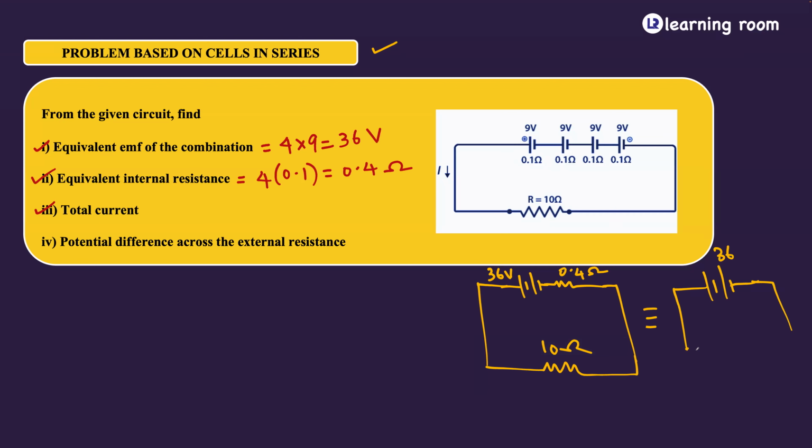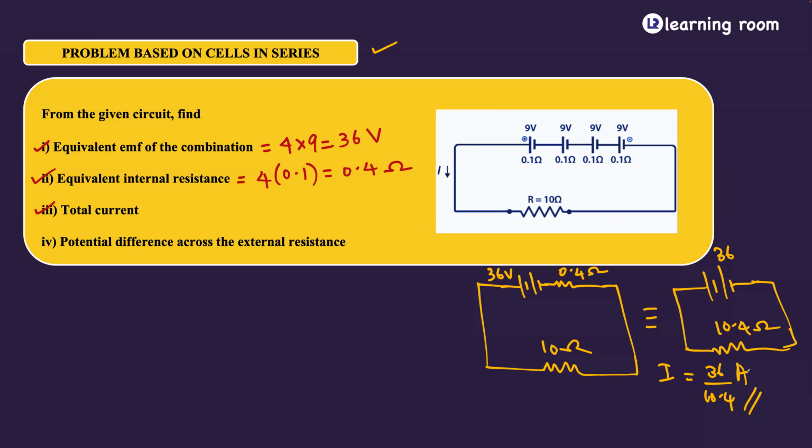It will be 36 volt connected across 10.4 ohm. So, what is going to be the value of current? I will be equal to V by R. So, 36 divided by 10.4 ampere. Is that clear? So 36 divided by 10.4 ampere is what is going to be the value of current.